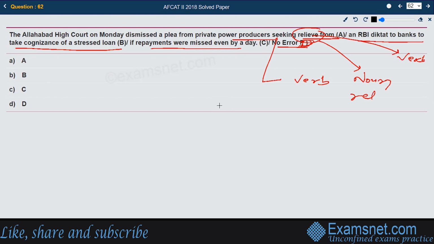Is relief, RELIEF. That is the noun of the verb called relieve. So the right answer is part A contains the error itself. So part A contains the error. So the right answer is option A. That is going to be the right answer.